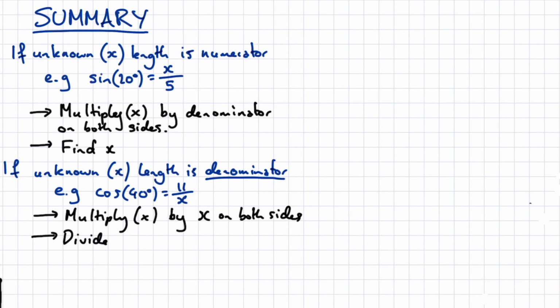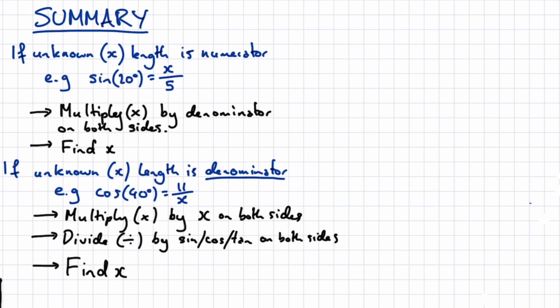And then we would divide both sides by the sine, cos, or tan kind of value. So in this instance, it would be cos of 40. Okay, so that would lead us towards our answer, x. So we can find x. Now the simple solution there would be x equals 11 on cos of 40. Okay, and that's how we'd find our x value for this particular example.